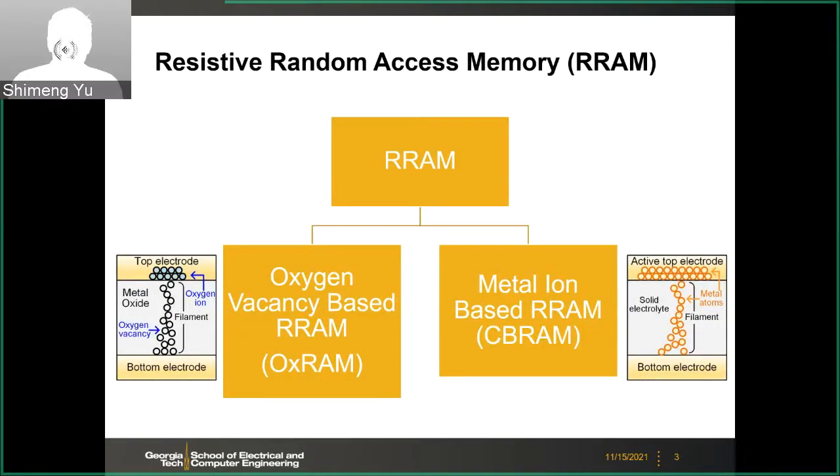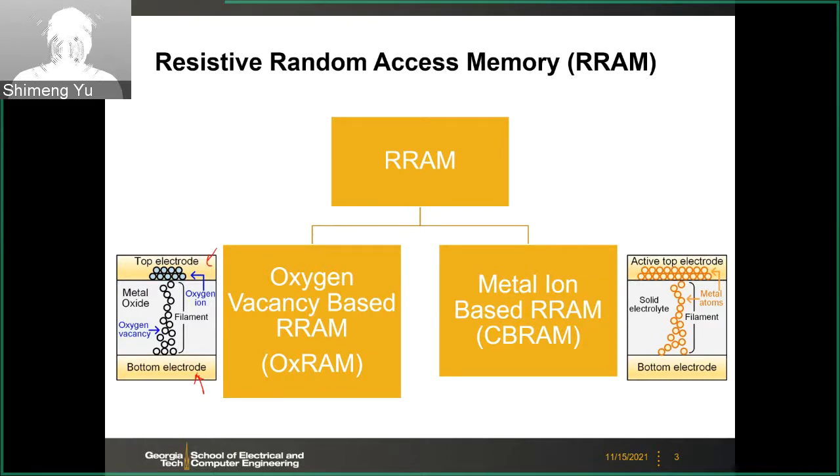So RRAM is short for resistive random access memory. And RRAM has two subcategories actually. The first one is this oxygen vacancy based RRAM, or sometimes we call it OXRAM. In this OXRAM, the device structure is a 3 layer stack. It's a 2-terminal device. So you have 2 electrodes, top electrode and bottom electrode.